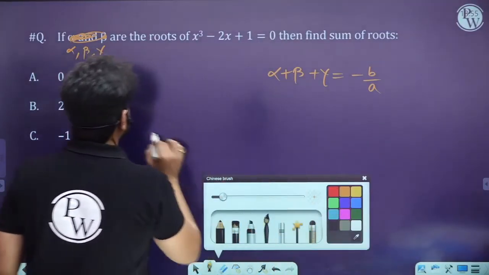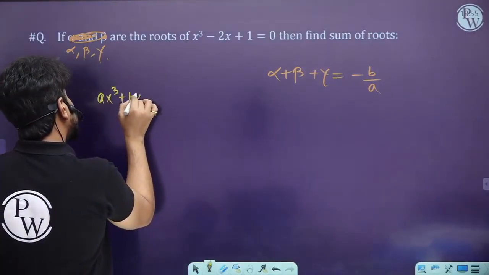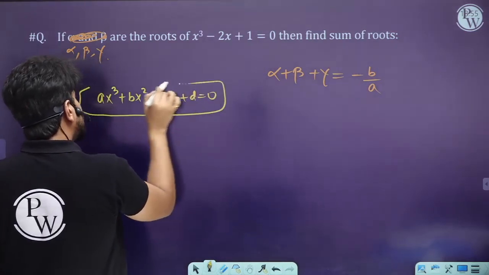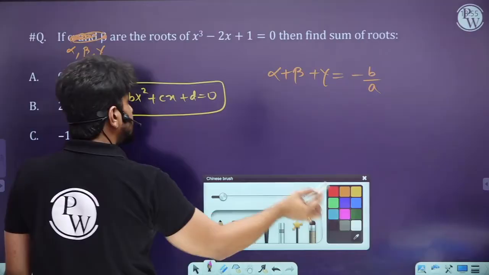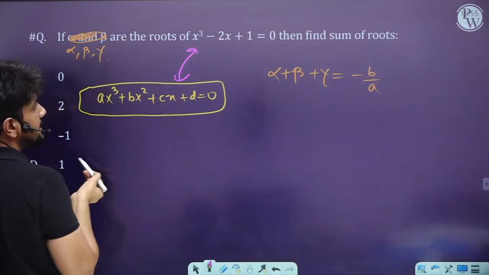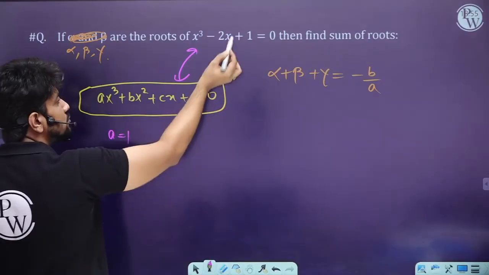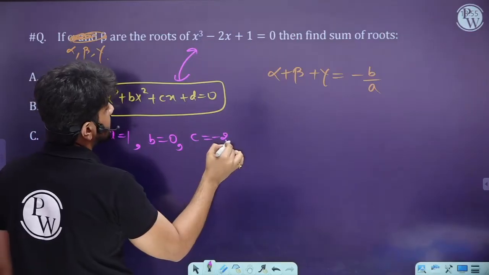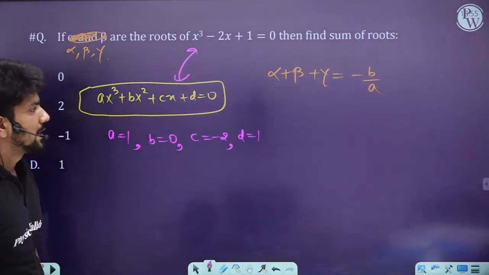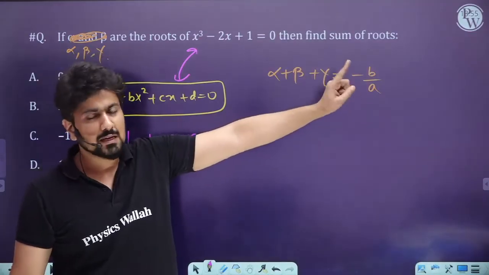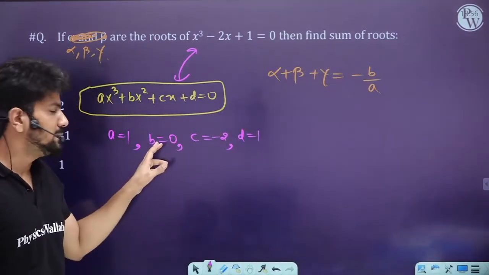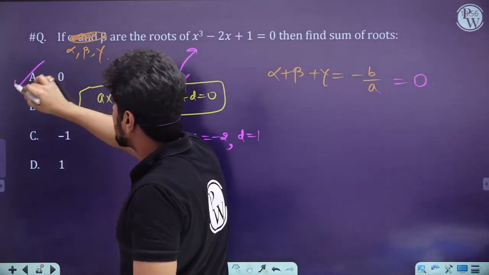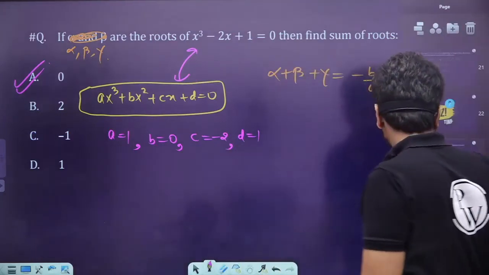If there's a cubic like this, ax cube plus bx square plus cx plus d equal to 0, this is the general form of a cubic equation. Now, if you compare this equation with the given cubic equation, you see that a is 1, but there is no term of x square, so b is 0. You see that c is minus 2 and d is plus 1. If I am asking the sum of the roots, the formula remains the same, minus b by a. B is 0, so it is 0 only. So option A is our right answer for this question.